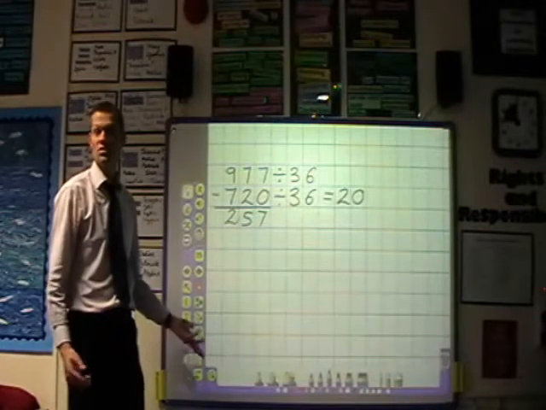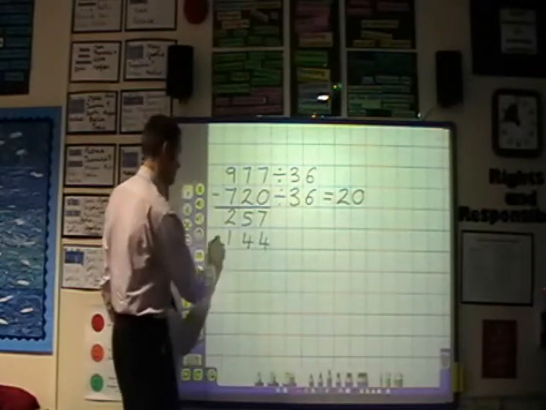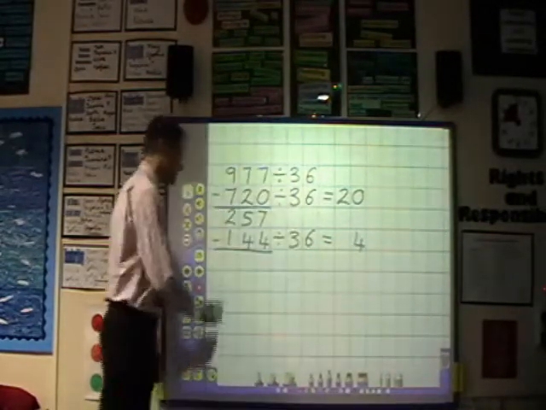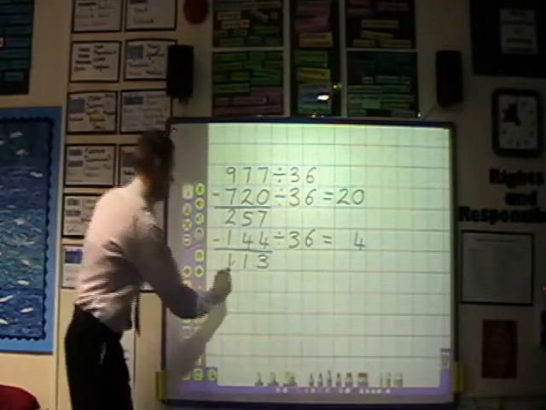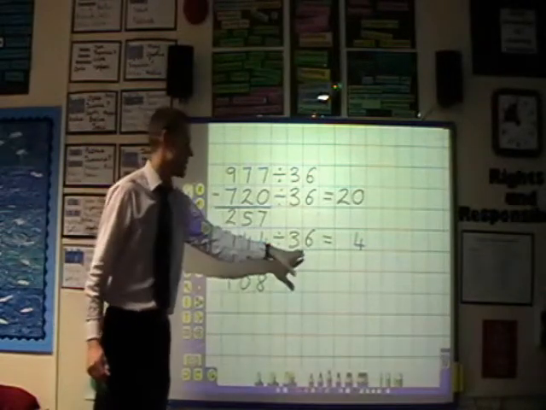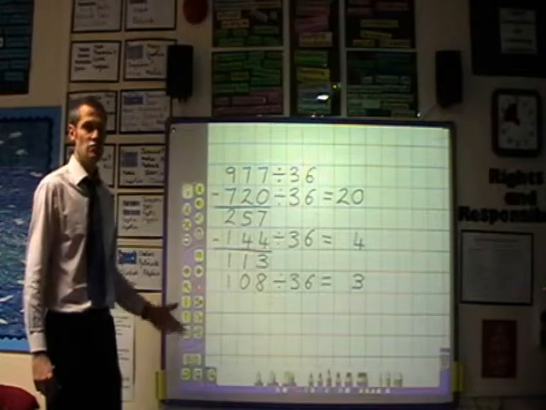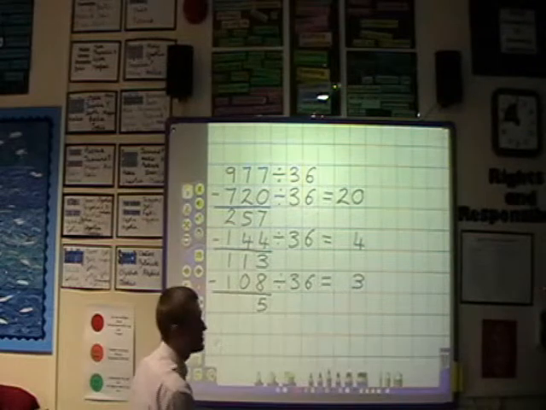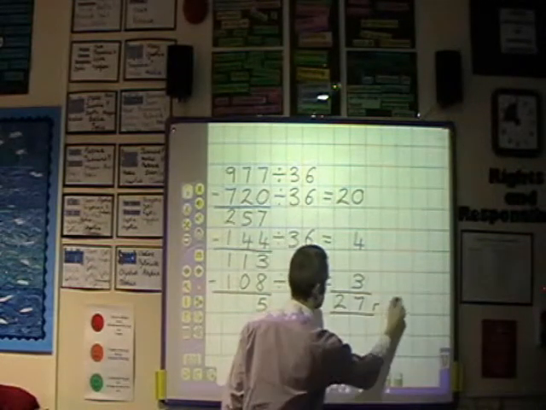At this stage, children might do different things. A lot of children might, in fact, double and double again 36 to get 144. And 144 divided by 36 is 4. That then leaves 113, and they would then probably use 108 as their final chunk, because they can probably, by this stage in year 5 and 6, if they're tackling this kind of work, they're more than able to double, triple 36, and 108 is 3 36s. Take 108 from 113, and that leaves 5, which can't be divided by 36, so the final answer to 977 divided by 36 is 27, remainder 5.